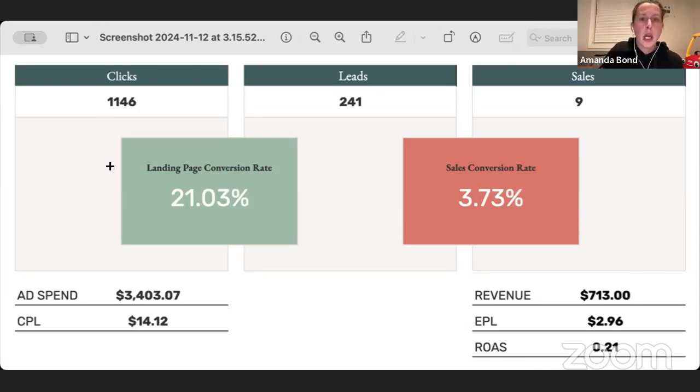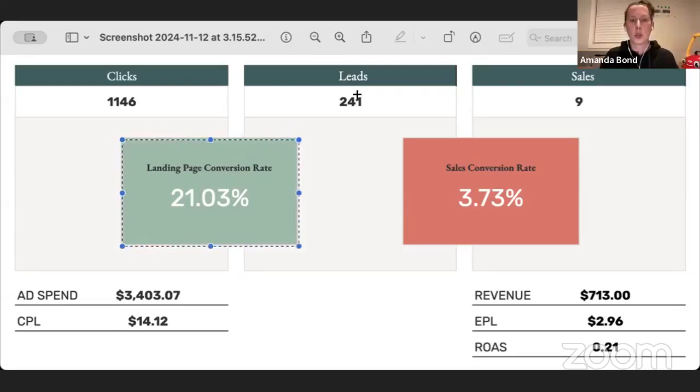The first thing that we're doing is sending traffic to a lead magnet landing page. So first, we're just generating straight up leads. We're not asking them for the sale or anything additional. We're just trying to get people to sign up for a free 20-minute training. As you can see here, we've had 1,100 clicks to that.